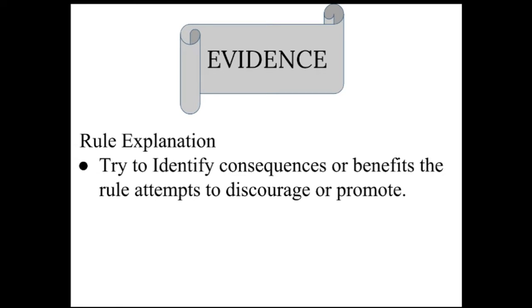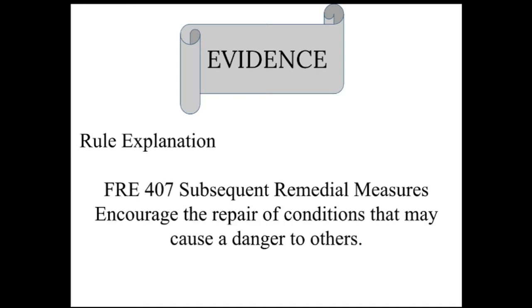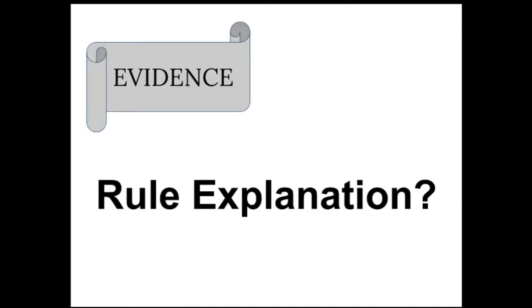Now, if you're having problems trying to identify the rule explanation, try to identify the consequences or benefit the rule attempts to either discourage or promote. Federal Rule of Evidence 407, subsequent remedial measures, encourages the repair of conditions that may cause a danger to others. And simply put, that's what rule explanation is in evidence. It is the policy, the rationale, why we have this rule.